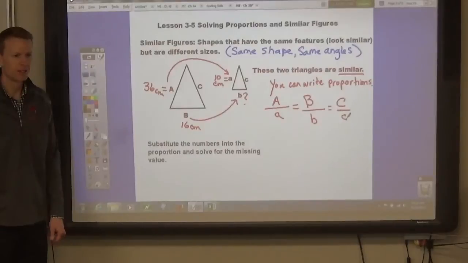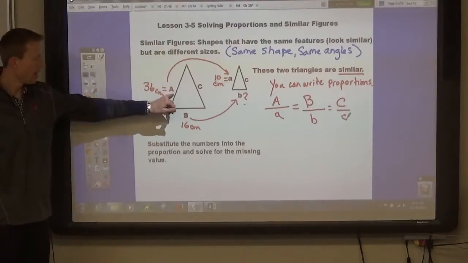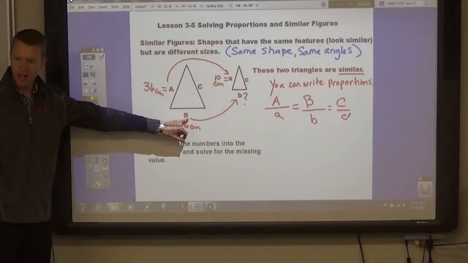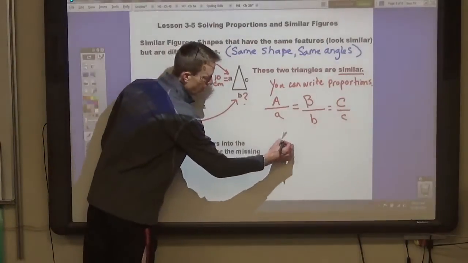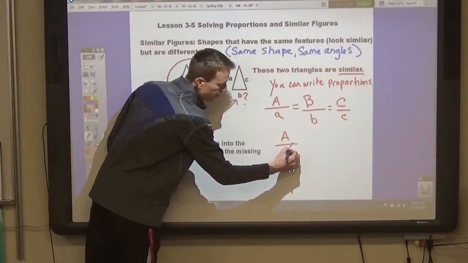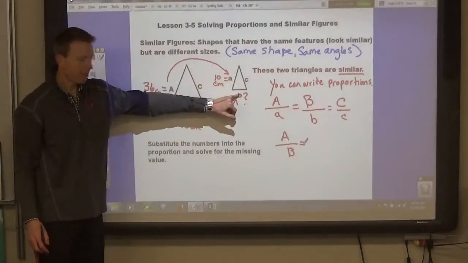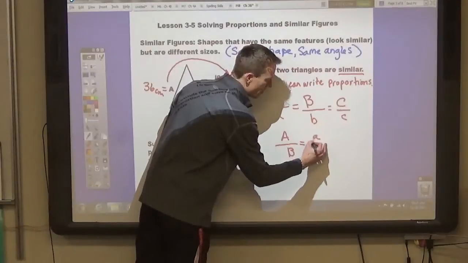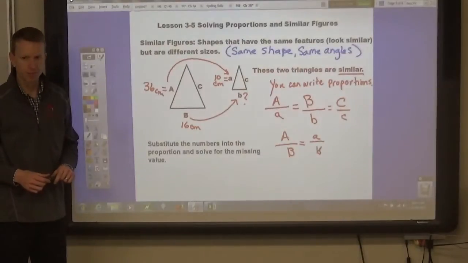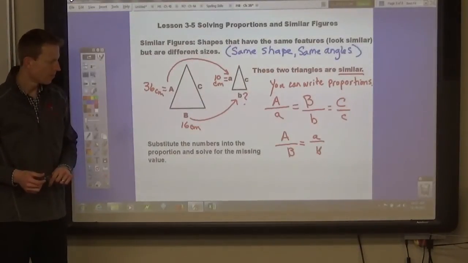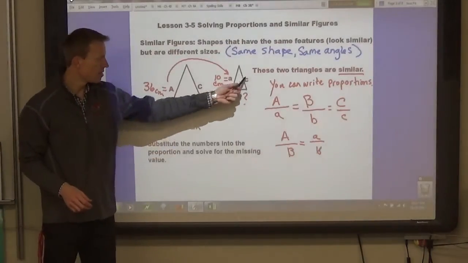What else could we write as a proportion? A is to B in the same way as lowercase a is to lowercase b. So they go together the same way. They're proportional. So if you do that, what happens to C? You don't need C. Forever alone. No, you could write C is to B as C is to B.